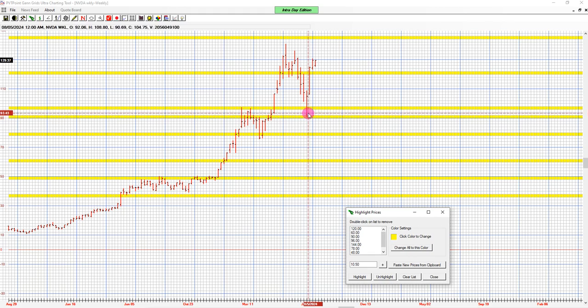But what happens when you get to an important number like the 144 and it doesn't quite get there and it gets rejected before it even hits that price level, that's a good sign that you're going to get a significant reaction. So I'll come back in the next video and show some other important techniques.